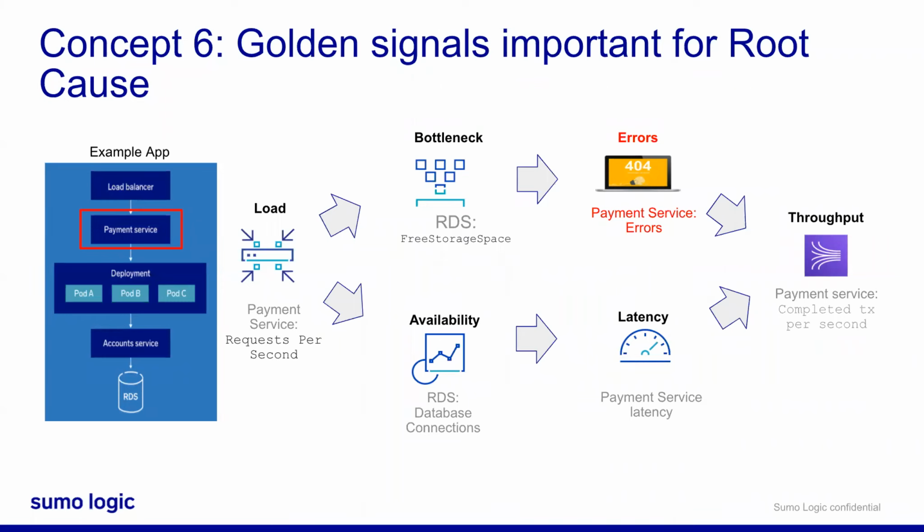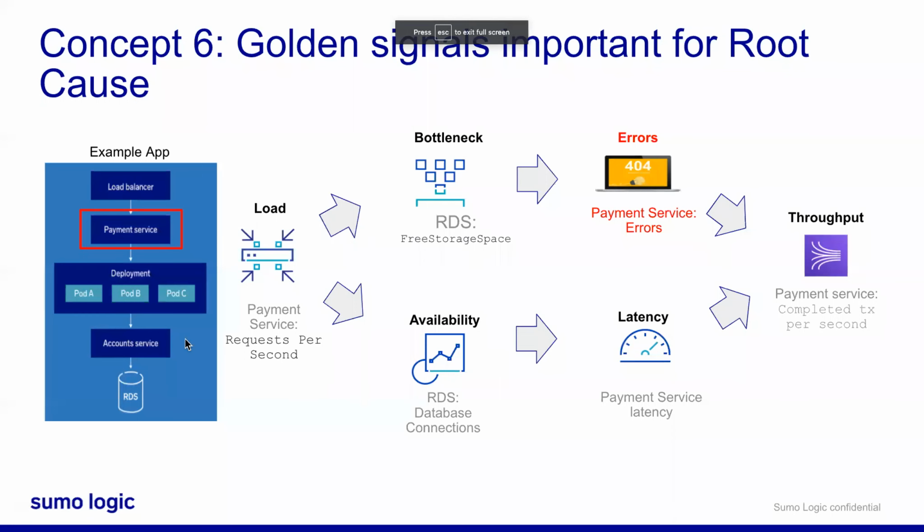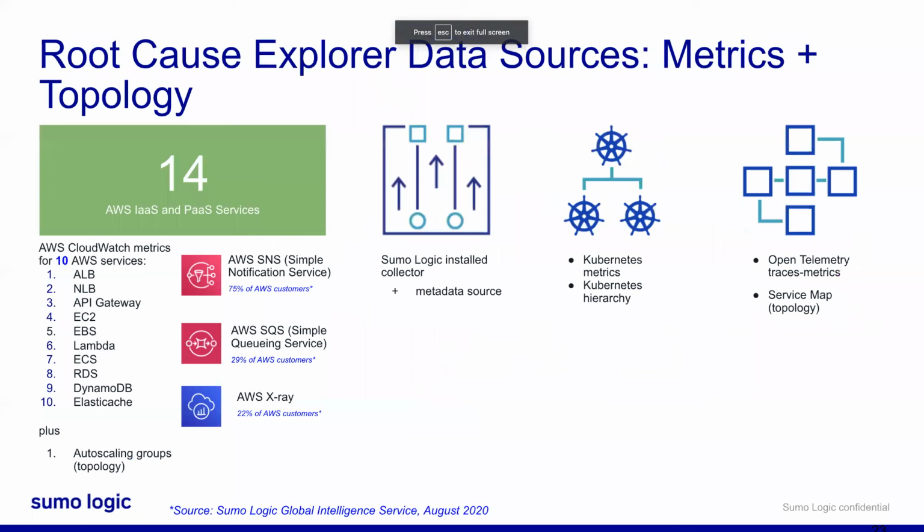And very shortly, as I've alluded to, we're going to walk through a demo of the Root Cause Explorer, which is going to embody these 6 concepts to accelerate troubleshooting. And finally, I wanted to show data sources because this is a common question. In this section, we see how Root Cause Explorer applies those 6 troubleshooting concepts. And Root Cause Explorer is going to use the following time series or metrics data, as illustrated up here.